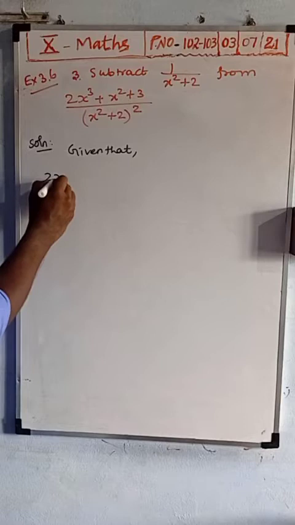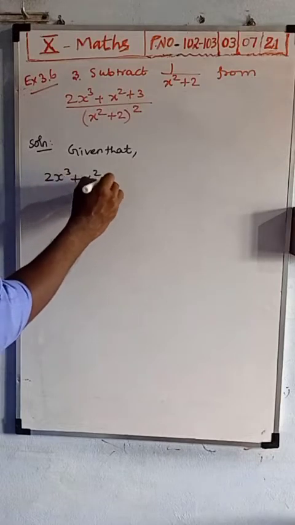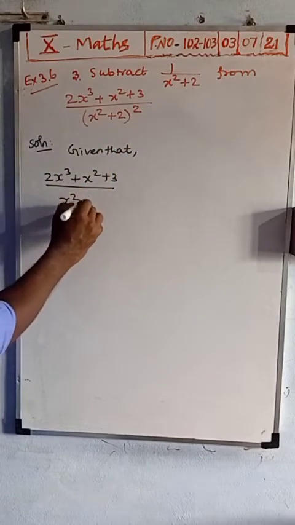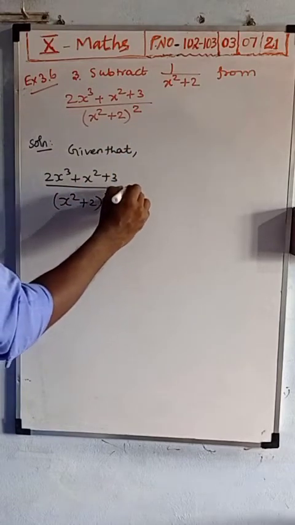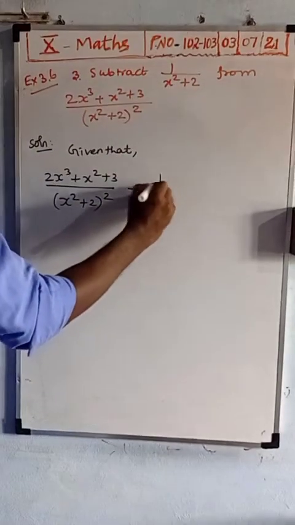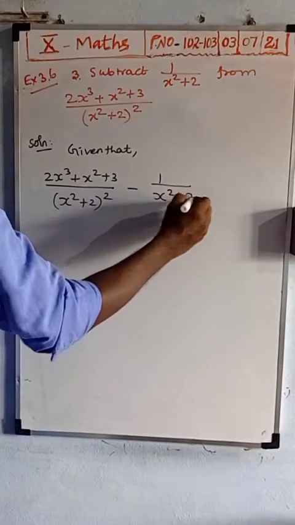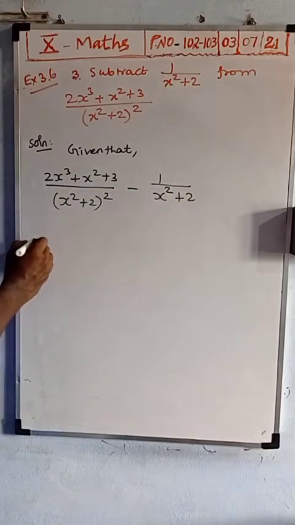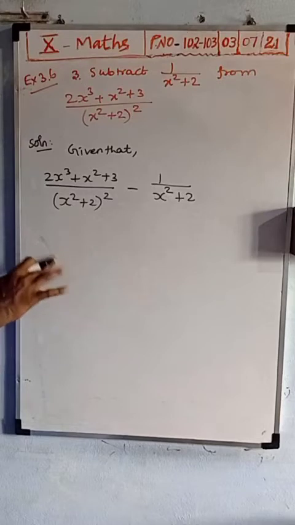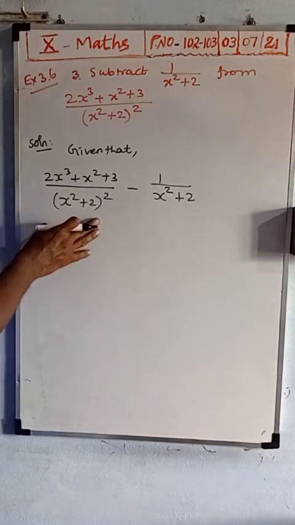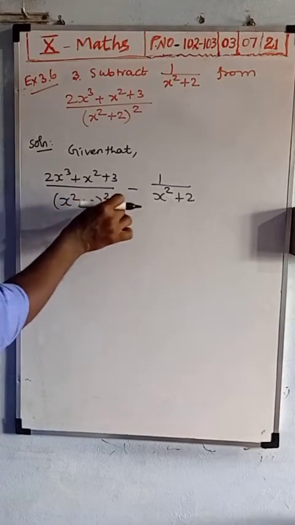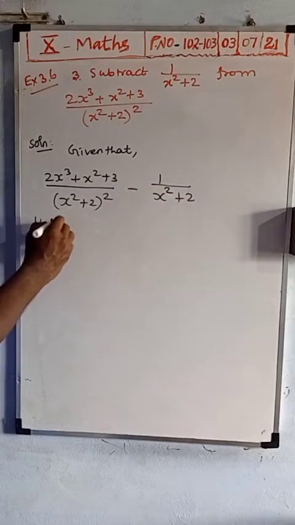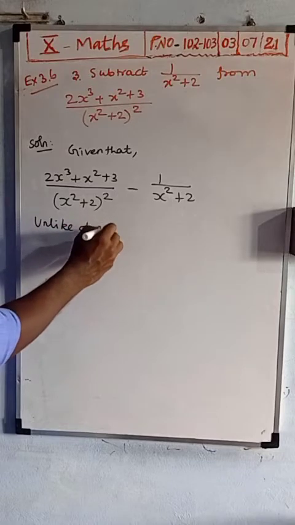Okay, so 2x cube plus x square plus 3, from which you should subtract this expression: 1 divided by x square plus 2. What is the answer? Okay, so see now, check the denominators, they are unlike denominators. Here x square plus 2 the whole square, and here only a single time is there, so for unlike denominators we want to take the LCM.